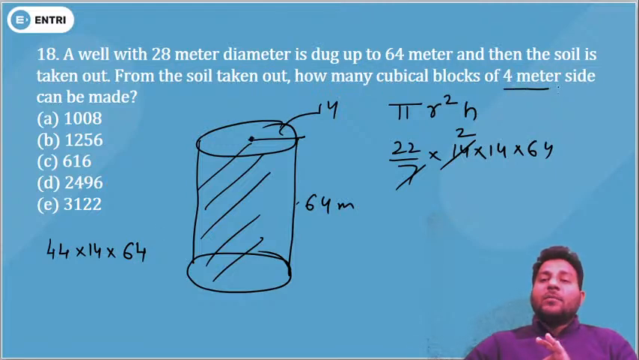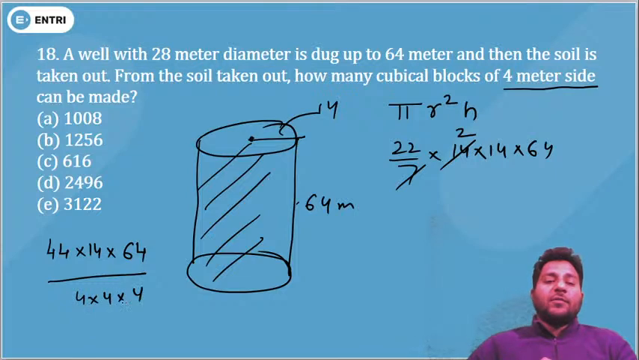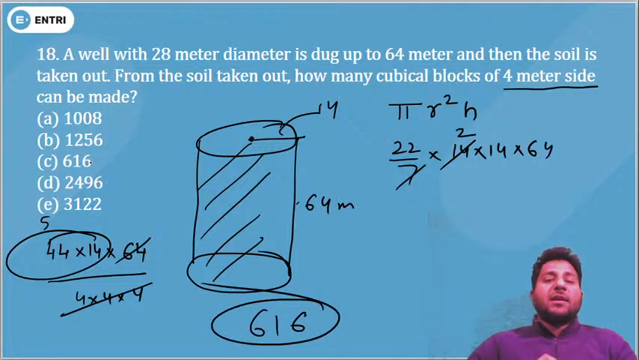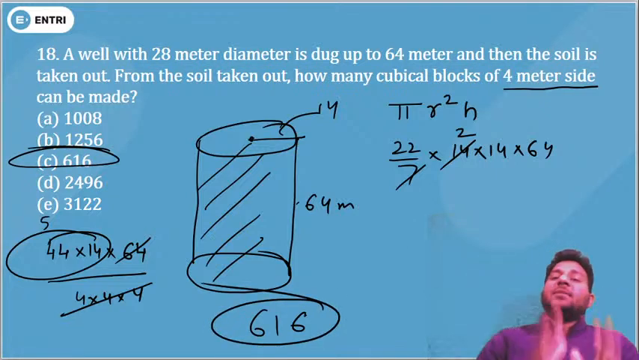Now 4-meter cube, which means 4 into 4 into 4. Look at this, 64 will be eliminated, and 14 fours are 56, and 616 cubical blocks can be made.